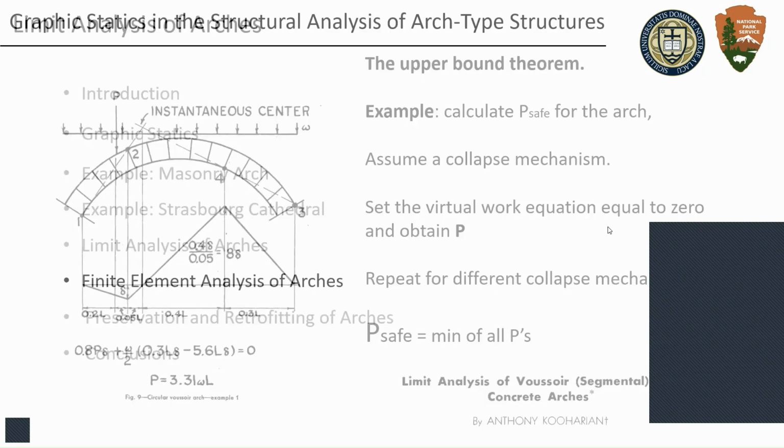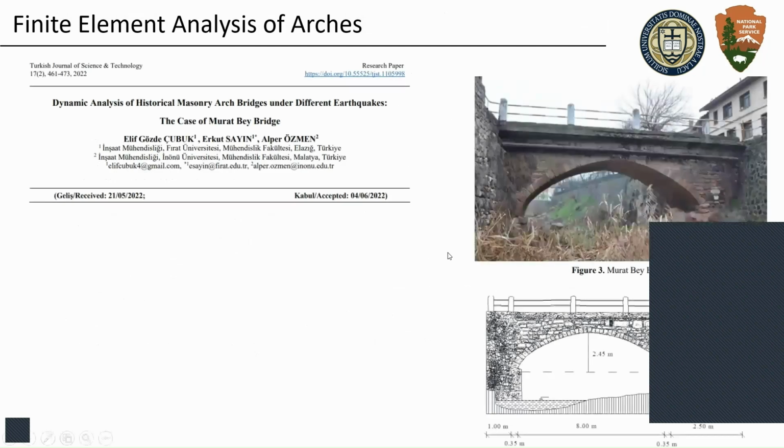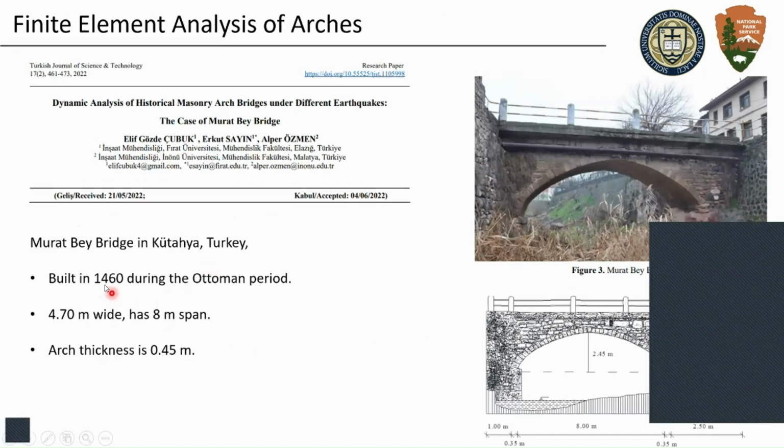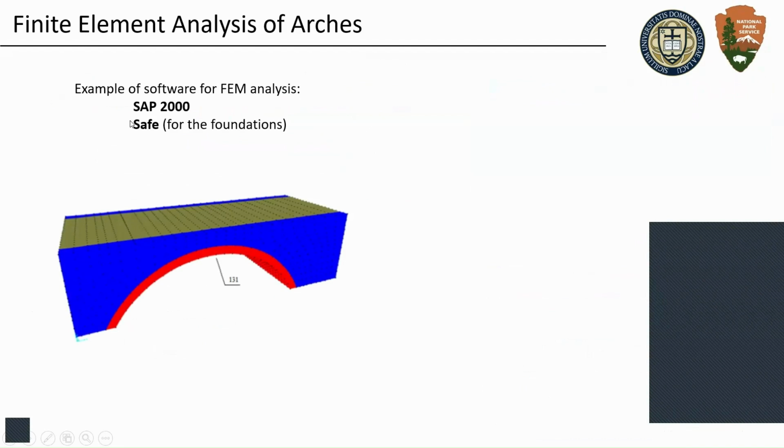Another interesting method is the finite element analysis of arches, and you're going to find plenty of literature on this topic. So this is an arch in Anatolia in Turkey. This was built in 1460, so a pretty resilient structure, I would say. The arch is 4.7 meters wide and has a span of 8 meters, and the thickness is 0.45 meters. And we can come up with a SAP model. SAP is just software to do finite element analysis, as we're showing here.